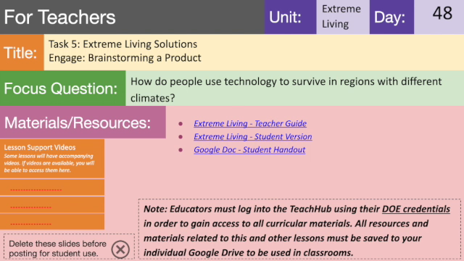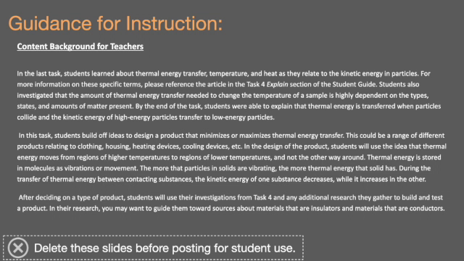On day 48, students will start task 5, Extreme Living Solutions, in which students will design and create a prototype of a product that minimizes or maximizes thermal energy transfer for people to use who live in extreme climate regions. This task is very open-ended. The students' products could relate to clothing, housing, heating or cooling devices, and other ideas they come up with.